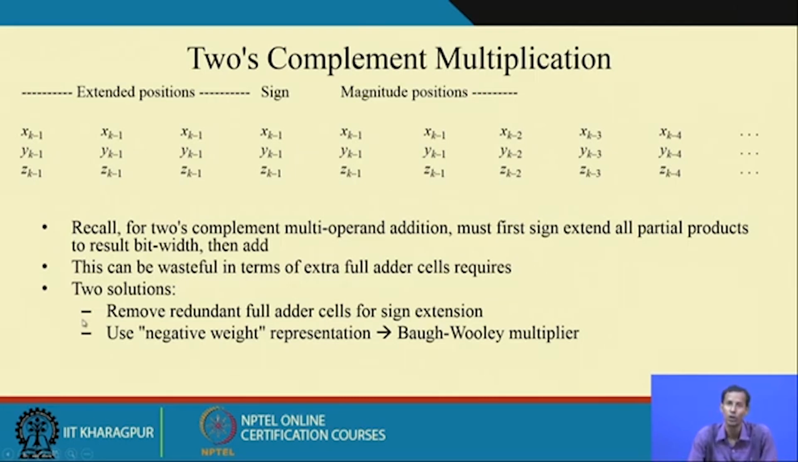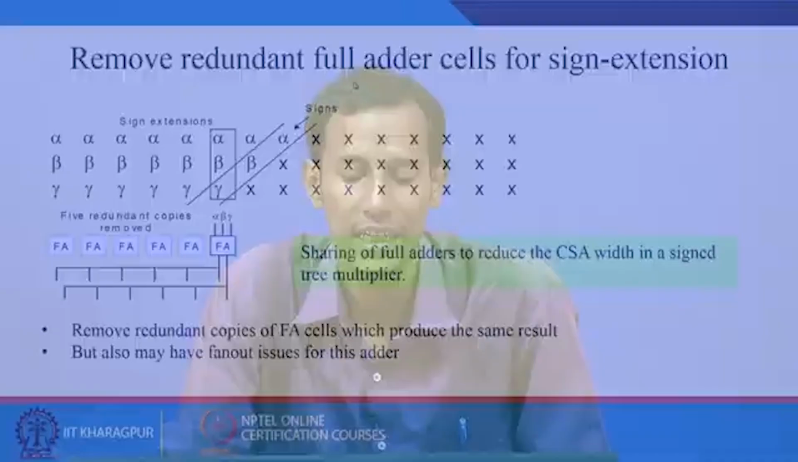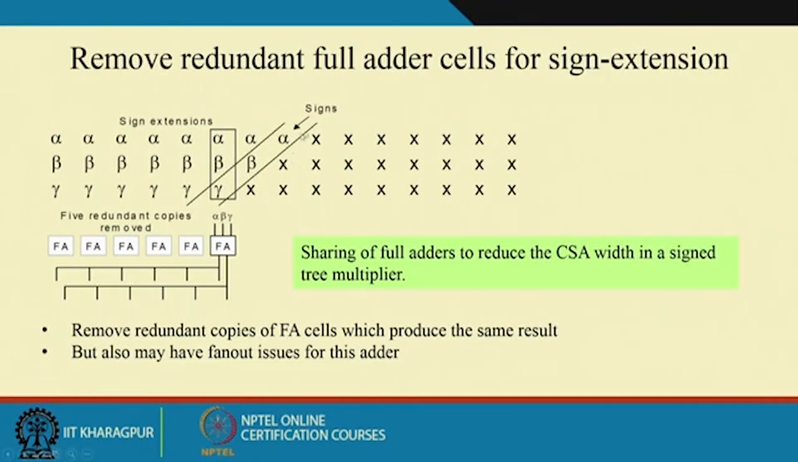Then two solutions can be introduced to solve this problem: remove the redundant full adder cells for sign extension, or use negative weight representation, which is basically what the Baugh-Wooley multiplier follows. Okay. We will see the architecture of this Baugh-Wooley multiplier now. So, how do we remove these redundant full adder cells? These are the signs, okay. And then 5 redundant copies can be removed.